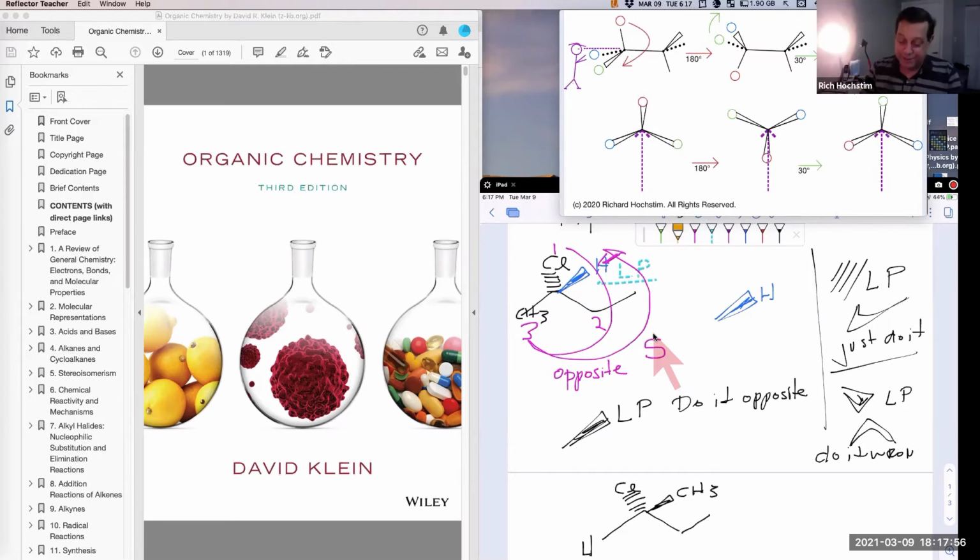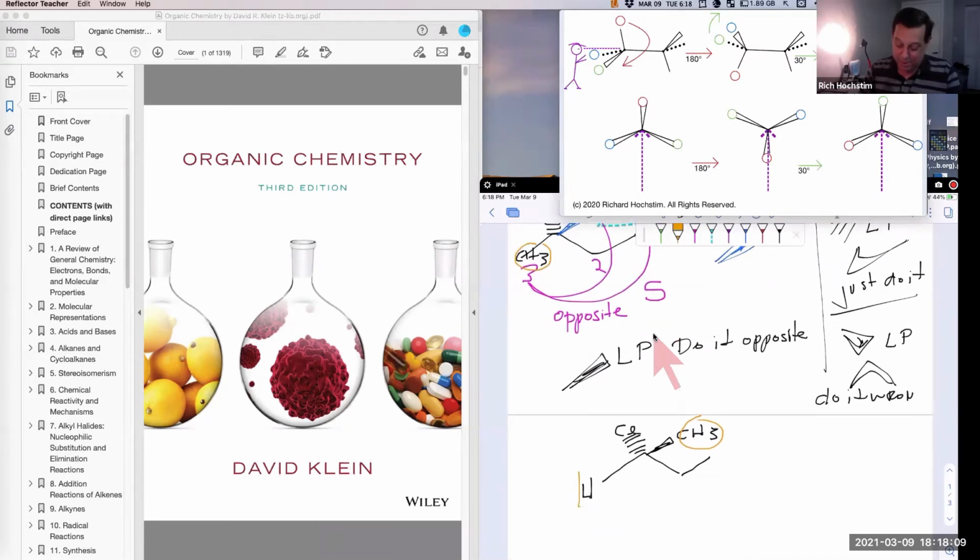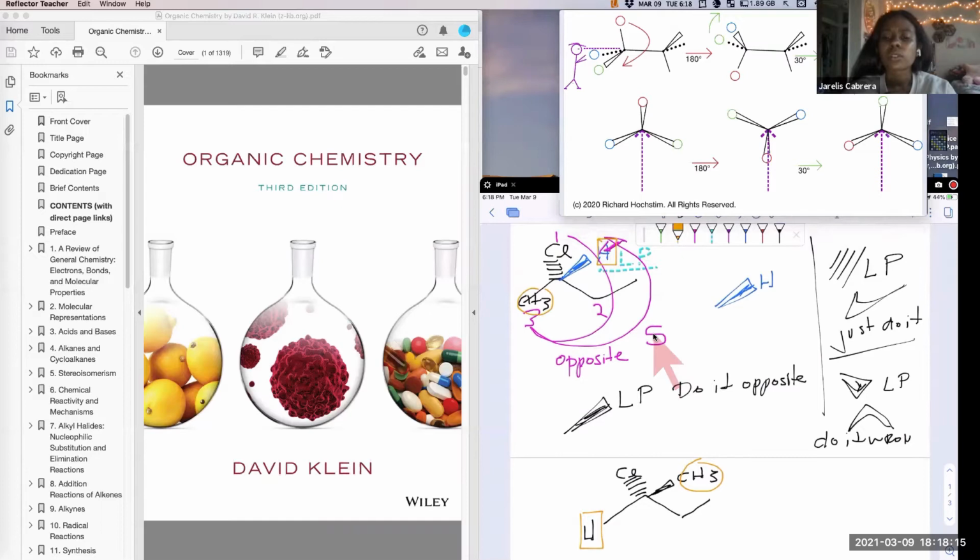Now, as far as switching things, the methyl has switched with the hydrogen. Do you agree? Yeah, because the hydrogen is the lowest priority in this group. Well, it's not because the hydrogen is the lowest priority group. It's because that's what happened.